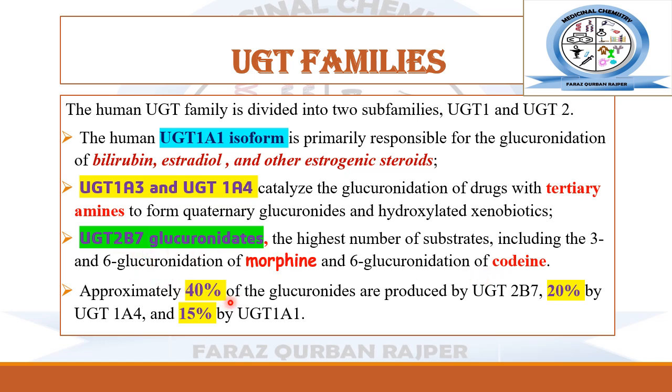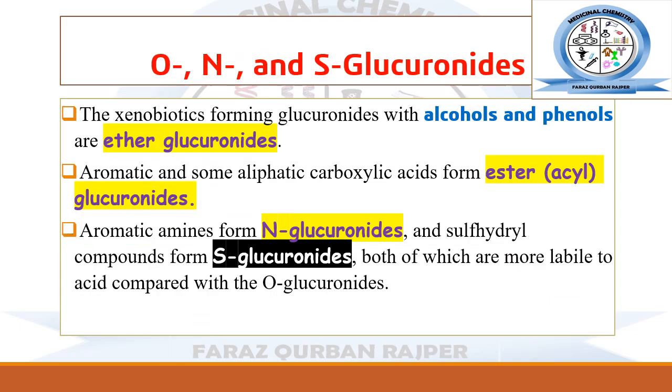Approximately 40% of the glucuronide conjugates are produced by the B7 family and 20% by the A4 family, which is the conversion of the tertiary amine to quaternary glucuronide, and only 15% by the A1 family. These are the data from one of the published research papers. O, N and S glucuronides.